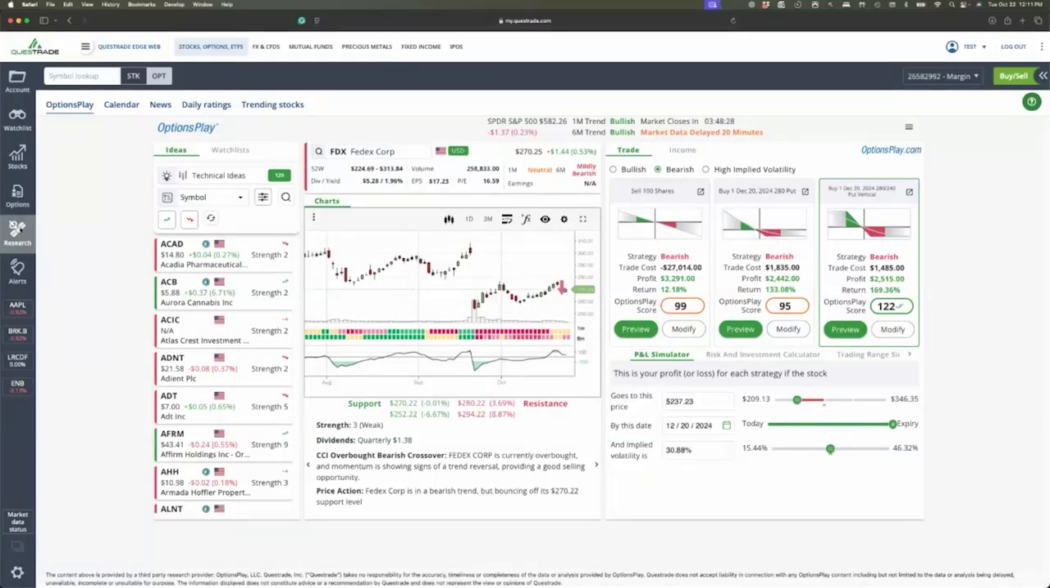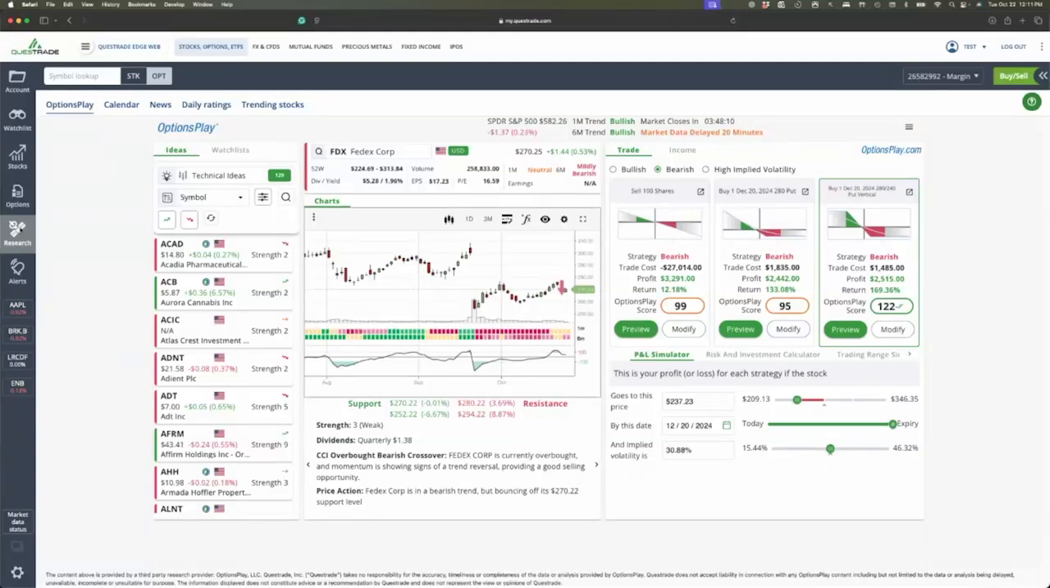A lot of times I see traders ask those questions after they place the trade, and after a trade has already played out, the expected outcome that they have wasn't what they had in their head. This is really some of the problems that we're trying to solve with the OptionsPlay platform.